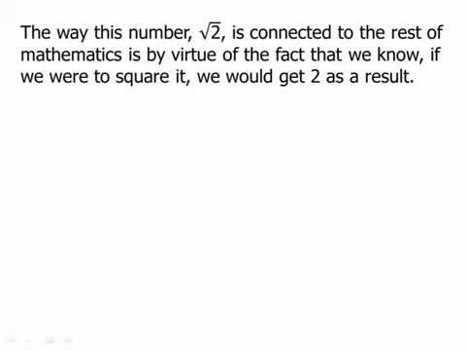The way that this number, radical 2, or the square root of 2, is connected to the rest of mathematics is by virtue of the fact that we know if we were to square it, we would get 2 as a result. That is the definition of the number. By definition, it is the number which, when squared, gives 2.